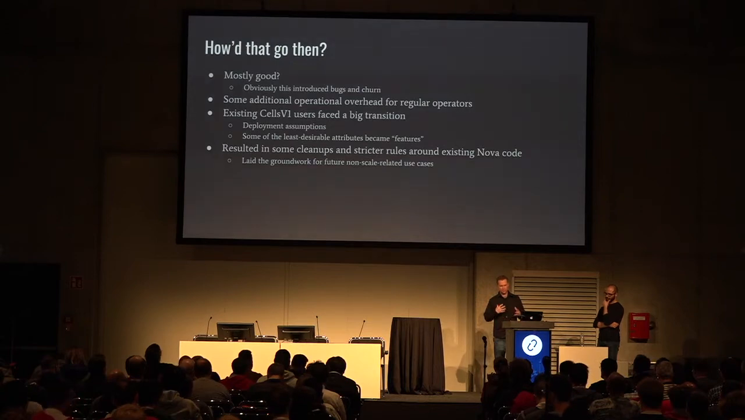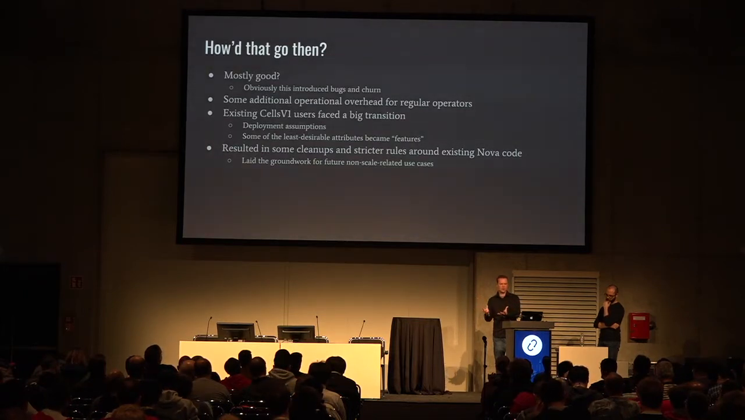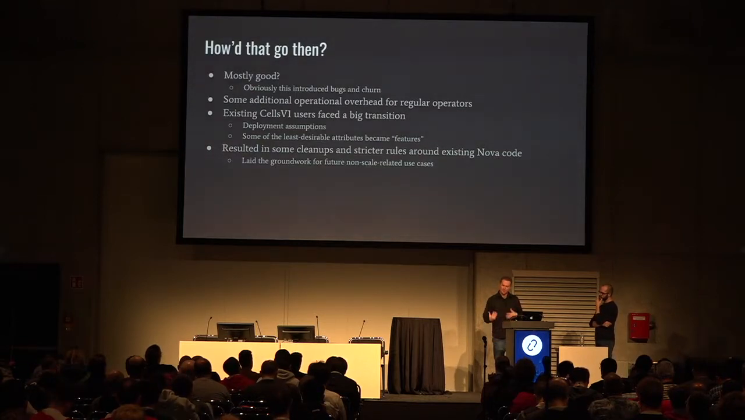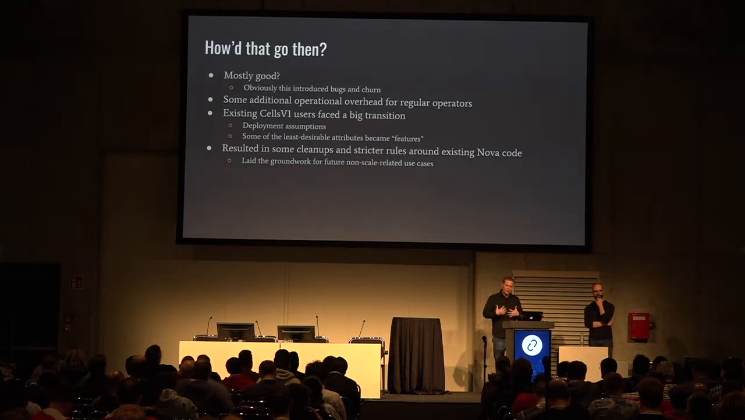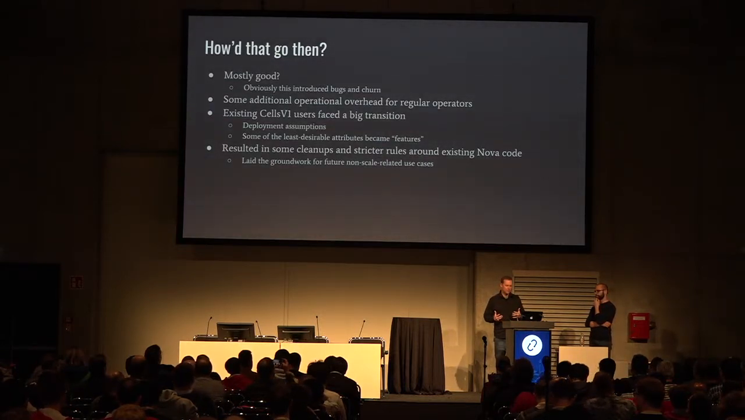We had a lot of challenges where people built a cloud on Cells V1 and kind of digested some of the quirks of that architecture into the expectations or the way they handle things. And obviously V2 was a very different architecture with things living in different places. And so there were definitely some bumps in the road there, but I think we made it through.